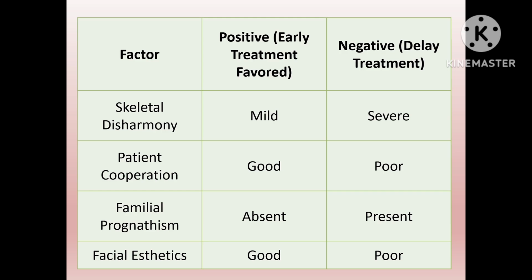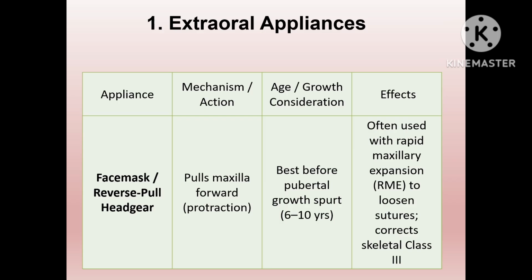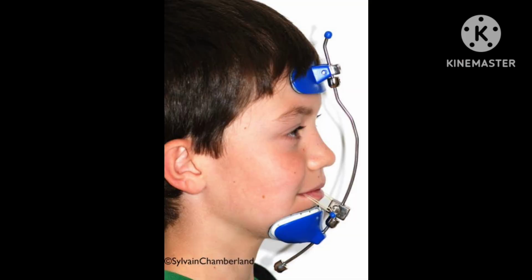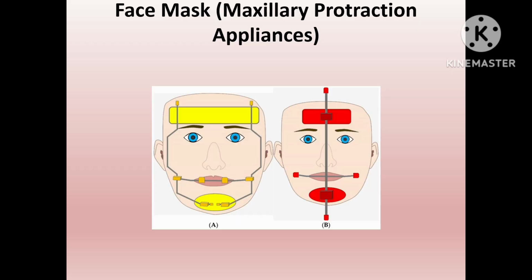Options for correction of class 3 malocclusion in growing patients consist of two principal categories: intraoral appliances and extraoral appliances. The face mask is an extraoral appliance which is given for maxillary protraction when the upper jaw is retruded. They are often combined with rapid maxillary expansion or alternate expansion and constriction (Alt-RAMEC) to loosen sutures and enhance protraction. The forces are delivered by elastics usually directed downward and forward at about 30 degrees with a magnitude of 300 to 600 grams per side.